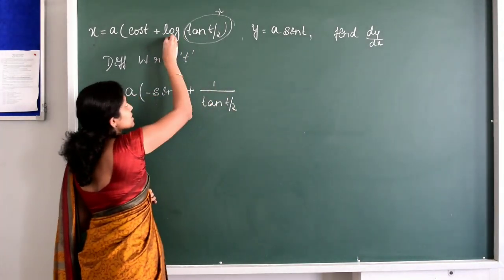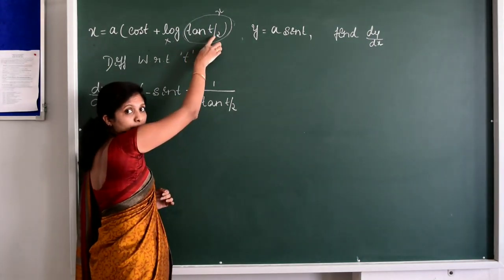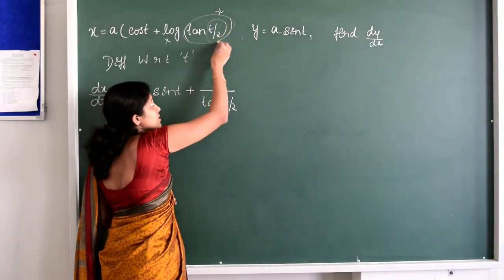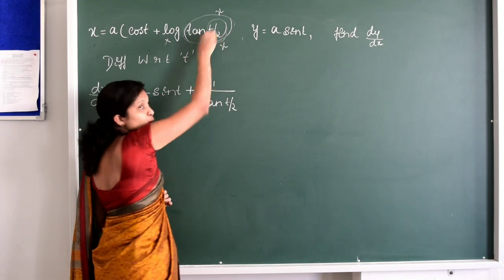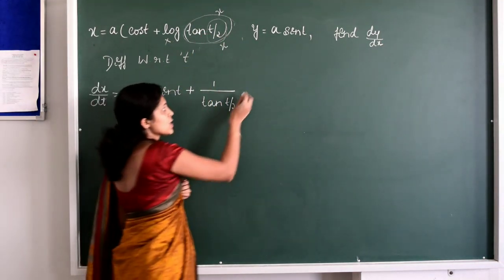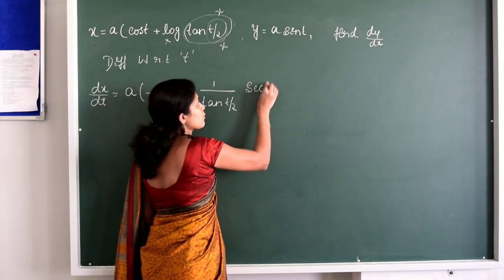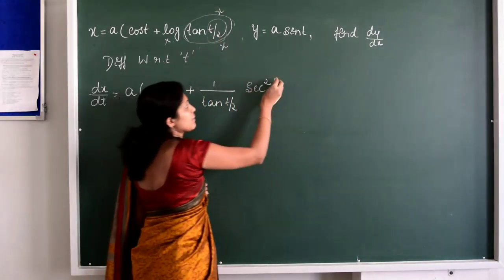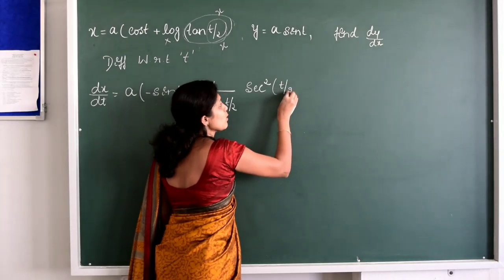So we have done with this log. Now we have to differentiate tan t by 2. You have to consider this as tan x, where x is equal to t by 2. What is the derivative of tan x? It is secant square x. So this is secant square of what is x? x is here t by 2. So secant square of t by 2.